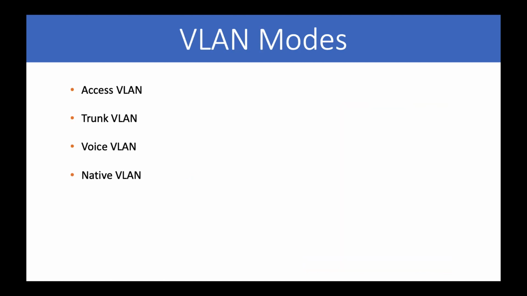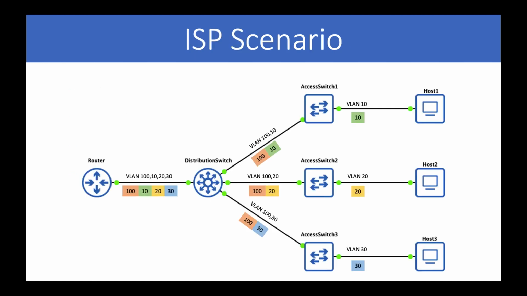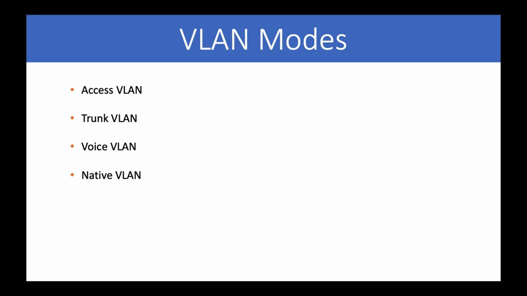The second mode is trunk mode. Trunk mode basically means that we are just passing the VLANs through the switch. If we look back at this scenario, the distribution switch here is acting as a trunk. How? It is trunking the VLANs that are coming from the router to the access switches as per requirement. So it is just passing VLAN 10 to access switch 1, VLAN 10 and VLAN 20 to access switch 2, VLAN 100 and VLAN 30 to access switch 3. The next two, voice and native VLAN, we will understand in a bit.